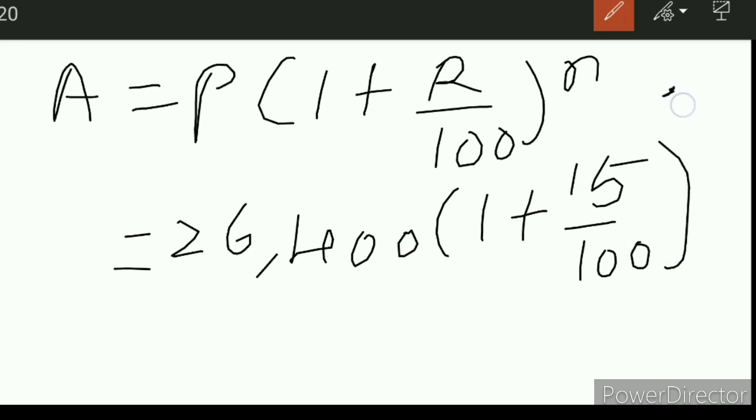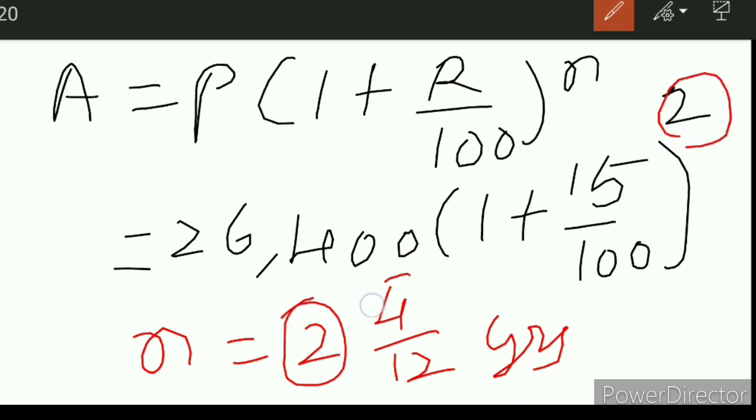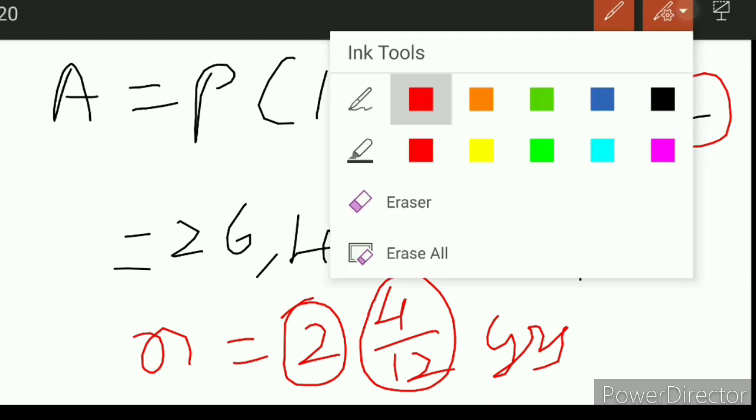Time we should take as 2, because it is in fraction. Did you observe the time? Our n is 2 4 by 12 years. We should take only the whole number of years for compound interest. For the remaining part we should use the simple interest formula and find the interest. Got it?